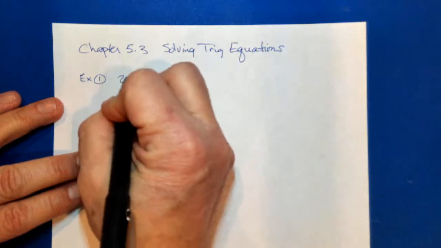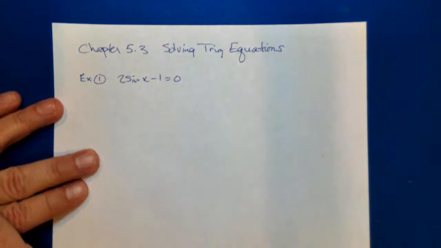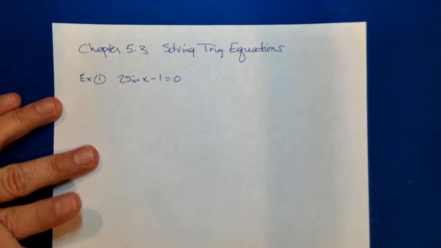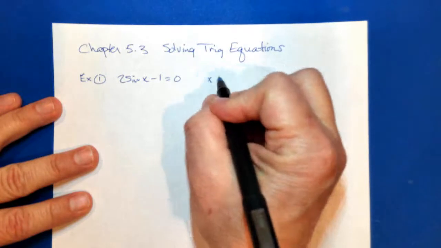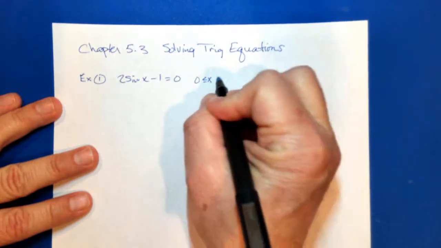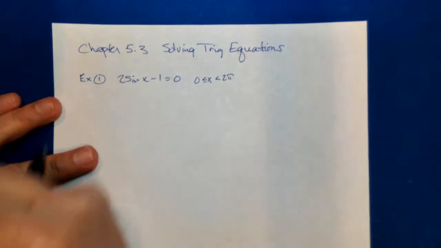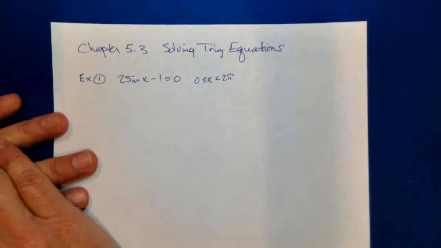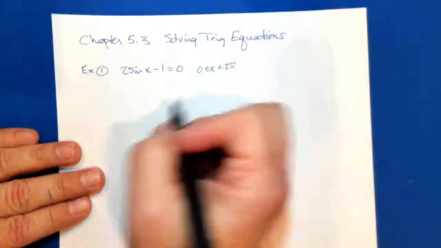Let's say we have 2 sine x minus 1 is equal to 0. When we're solving this sort of equation, there are 2 kinds of answers. One, we're looking for answers where x is between 0 and 2 pi. If we're bounded by this, then we're only looking for the angles within 1 revolution. Otherwise, we have to come up with a general answer, and we'll talk about that in a moment. So let's solve this like we would any other equation.